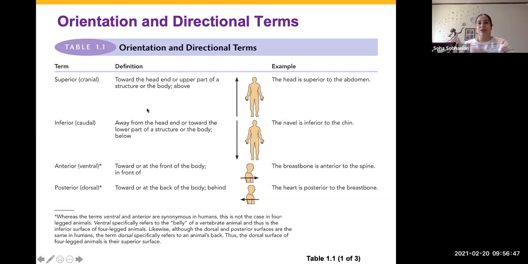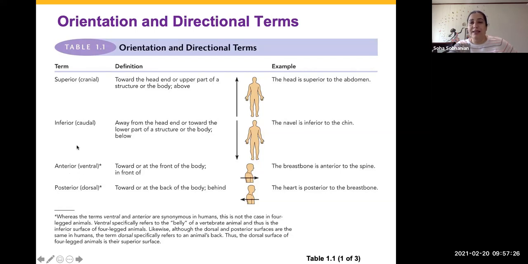Let me give you an example. The sentence that you guys are going to make is a relation between two structures. For instance, my eyes are superior to my nose, or my nose is inferior to my eyes, right? So I'm using the words inferior and superior to identify the location of these two structures. My head is superior to my neck. I know it sounds kind of childish, but put your mind at ease in terms of using the vocabulary.